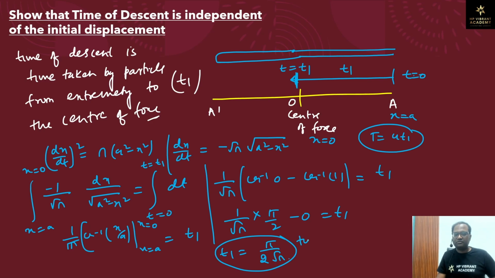This is the time of descent, and obviously it is independent of the initial displacement because there is no component of x here. Okay, so the time of descent is a constant value, because the intensity of force is also constant. Hence, we can say that the time of descent is independent of the initial displacement.